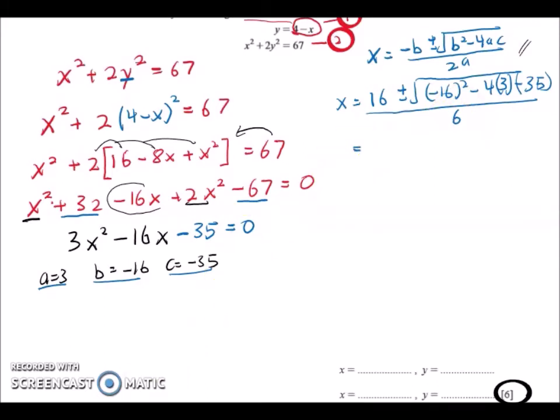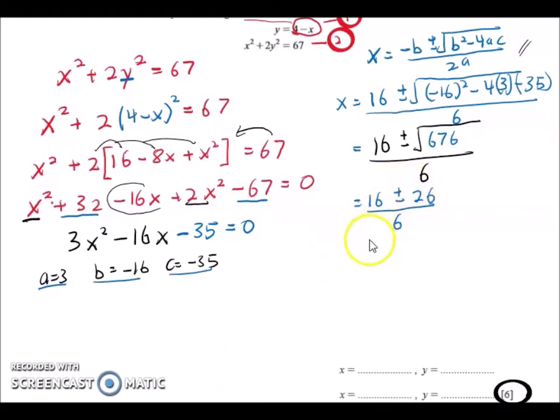Okay, firstly, you just have to solve inside the bracket here, inside the square root. So you'll be getting 16 plus minus the bracket over 6. The value inside the bracket after you have calculated all this will be 676, and then we square root this, you'll be getting 26 over 6. So we have a plus minus, so x can be 16 plus 26 divided by 6, or the other way around. We have to use a minus over here, divided by 6.